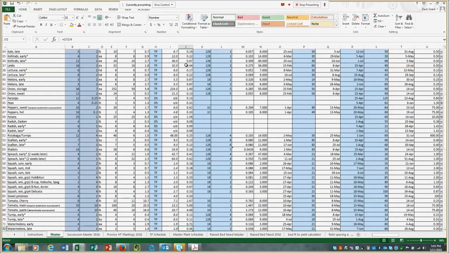So yeah, I have it all based on 4, but I actually should have the tomatoes and cucumbers as 8 feet. Okay, I didn't change it for this one, but I should, because I plant the cucumbers and tomatoes slightly different.